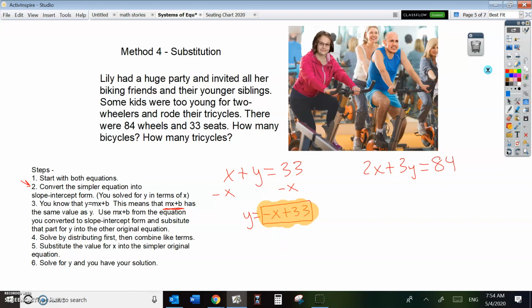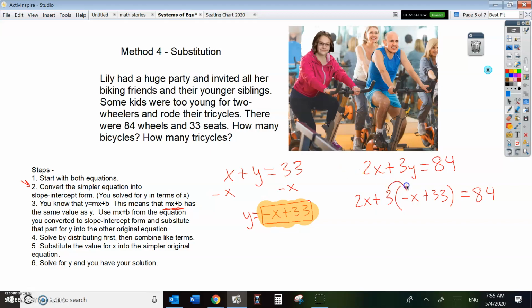And here's how that works. 2x plus 3 times (negative x plus 33) equals 84. So this chunk right here is the same as this here, and we know that they're equal to y. So all we're doing is substituting part of one equation for another part to make it so that we only have one variable in the equation. This equation here only has x in it. This equation here has two variables in it.